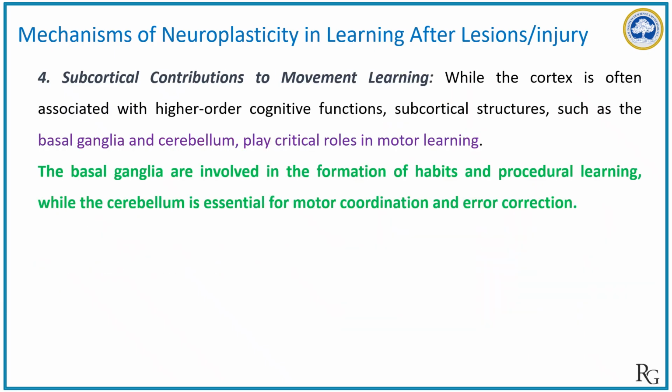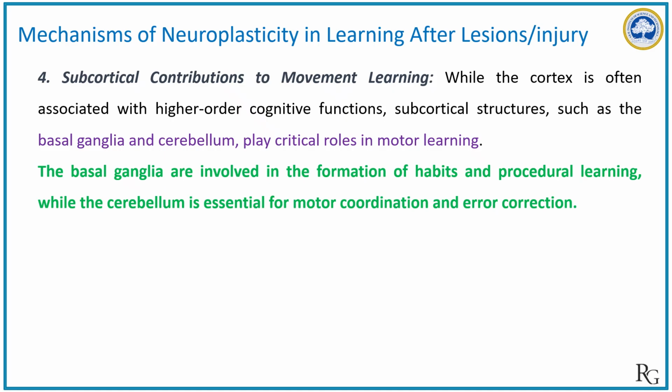So now let's look at the subcortical contribution to movement learning. When we talk about learning after stroke or any injury, we often emphasize the role of the cortex. But it's important to remember that subcortical structures, especially the basal ganglia and the cerebellum, also play an important role. The basal ganglia are heavily involved in forming habits and procedural learning. In other words, they help us acquire and fine-tune motor skills through repetition.